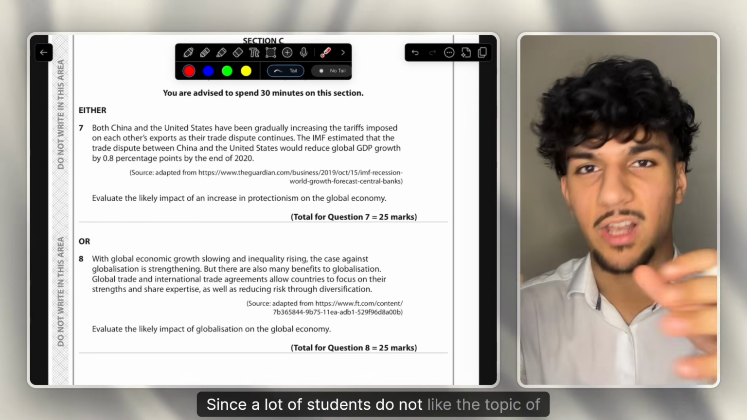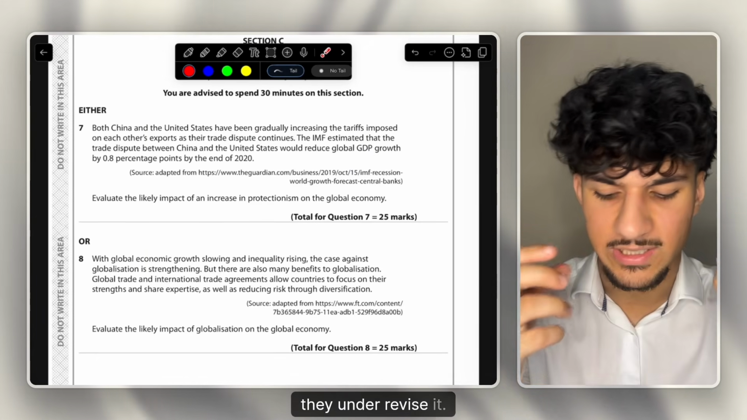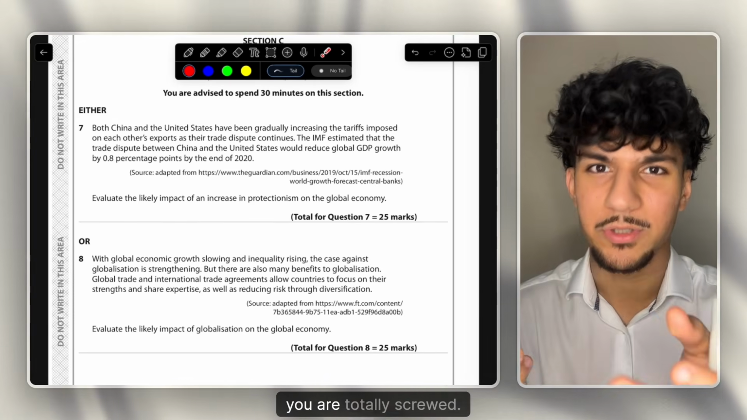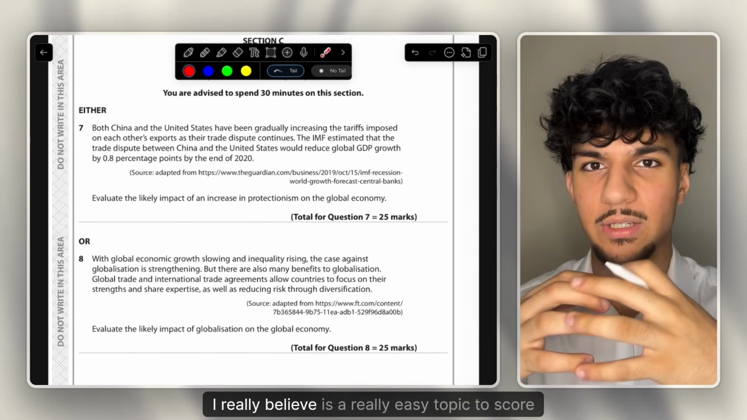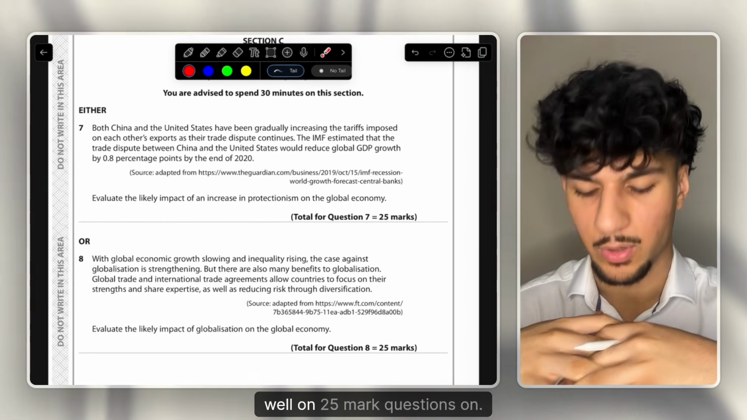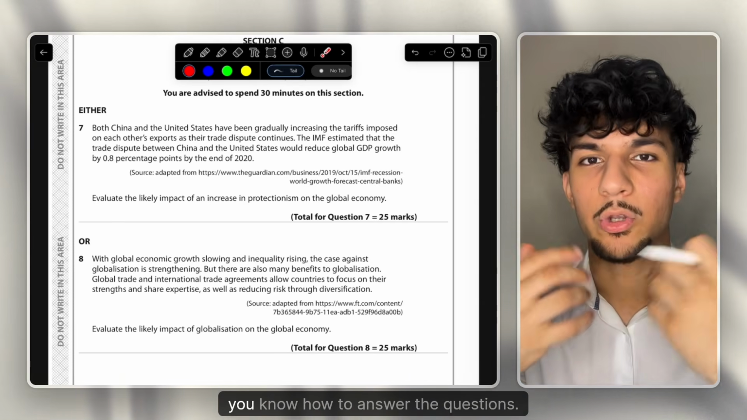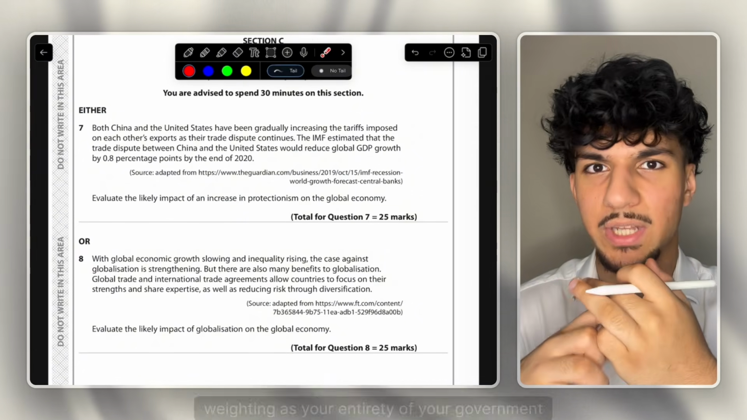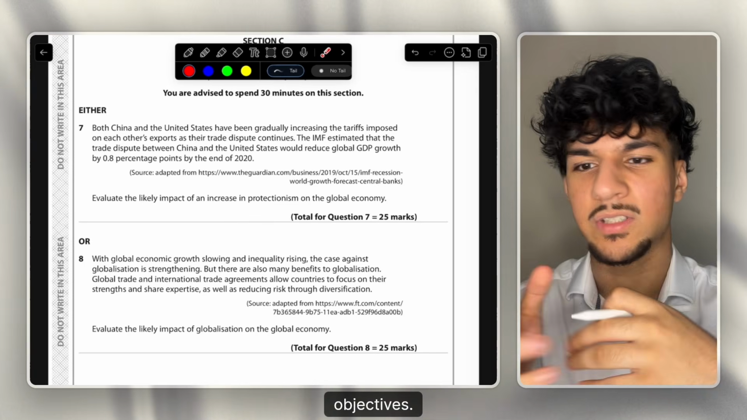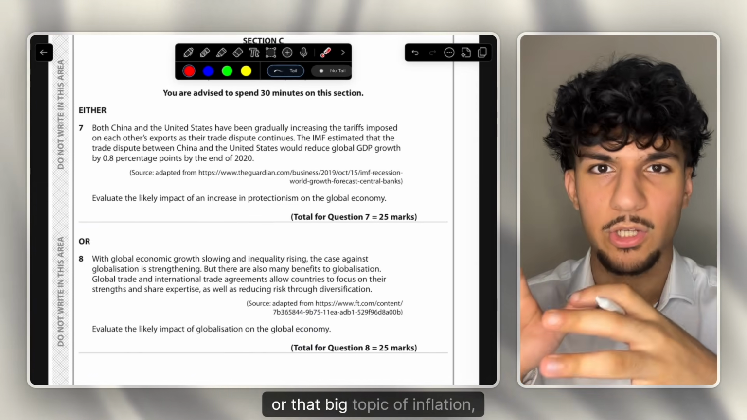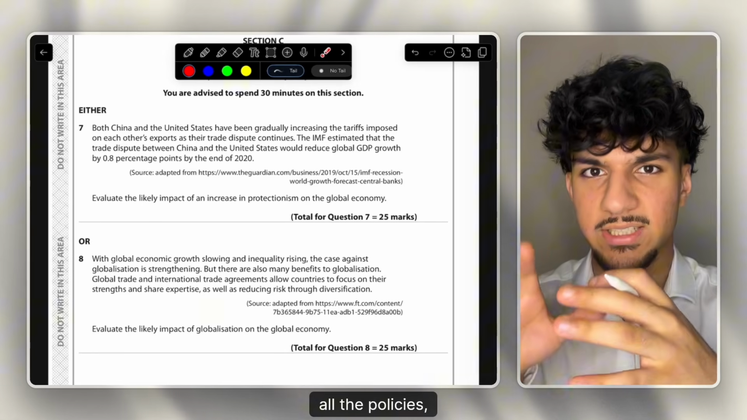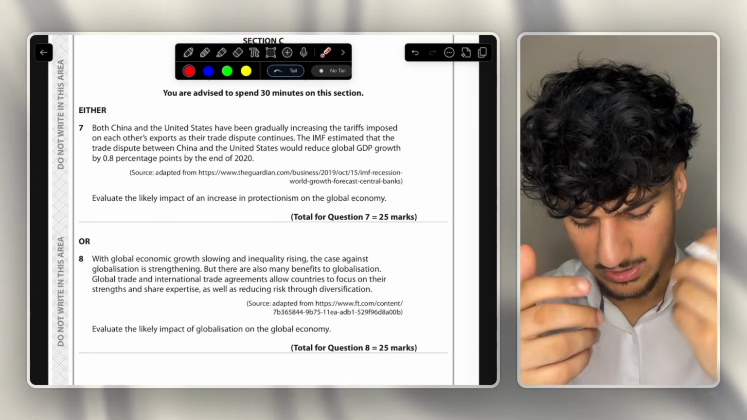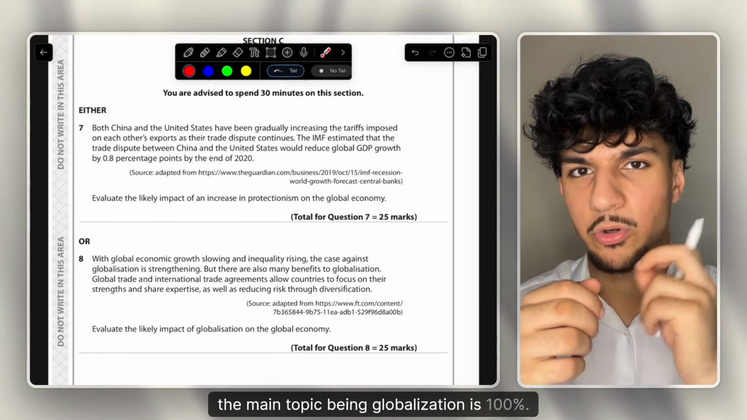A lot of students do not like the topic of globalization, so they under-revise it, and in this scenario, if you have maybe neglected globalization slightly, you are totally screwed. Globalization, I really believe, is a really easy topic to score well on in 25 mark questions, especially if you practice them and know how to answer the questions. 100%, I would say globalization has almost as much weighting as the entirety of your government objectives. People really tend to focus on all of inflation, that big topic, all the rest of the government objectives, and all the policies, but then neglect the other side of the spec, which is the global economy. So the main topic being globalization is 100%.